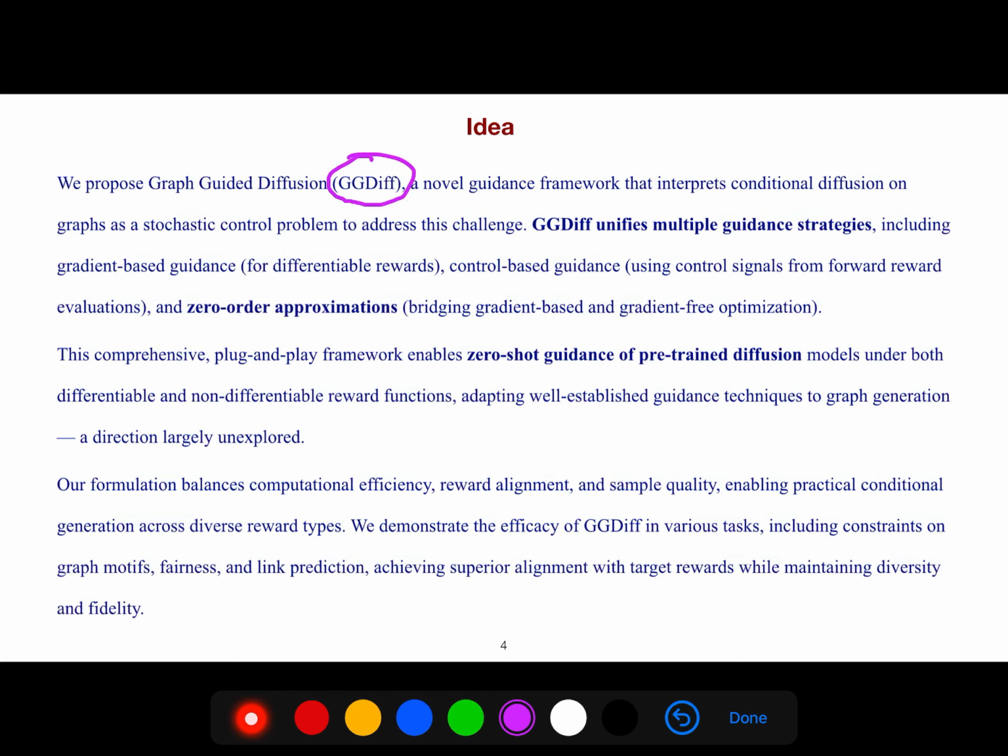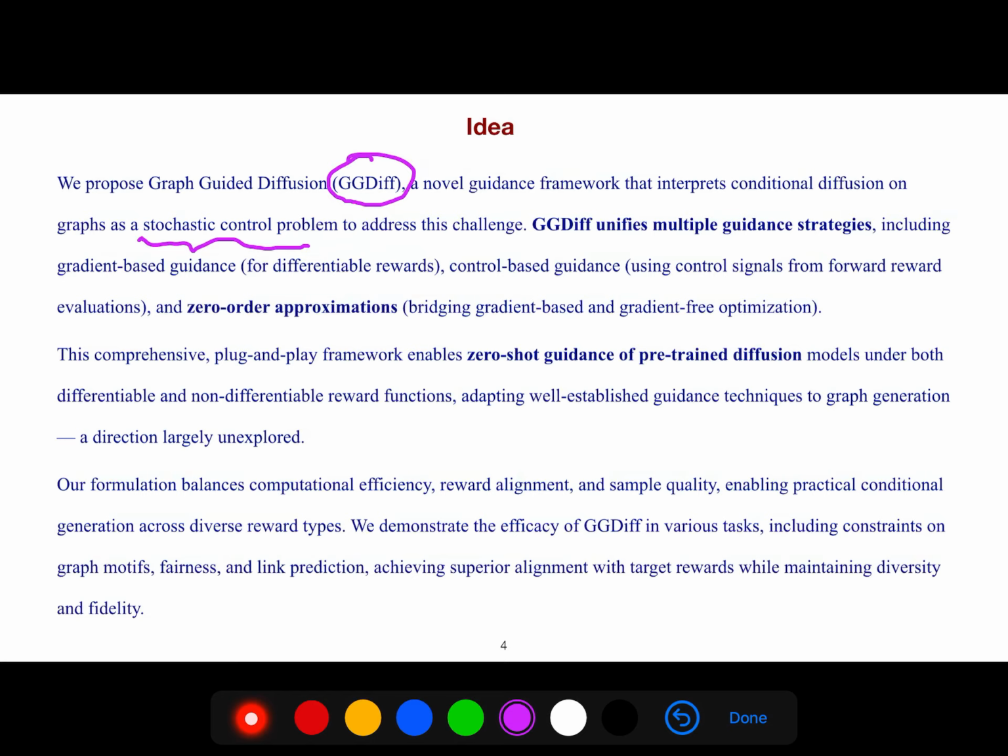graph-guided diffusion, a novel guidance framework that interprets conditional diffusion on graphs. They see it as a stochastic control problem to address this challenge. So it unifies multiple guidance strategies, including gradient-based guidance, when we have differentiable rewards, and control-based guidance, using control signals from forward reward evaluations and zero-order approximations, bridging gradient-based and gradient-free optimization.